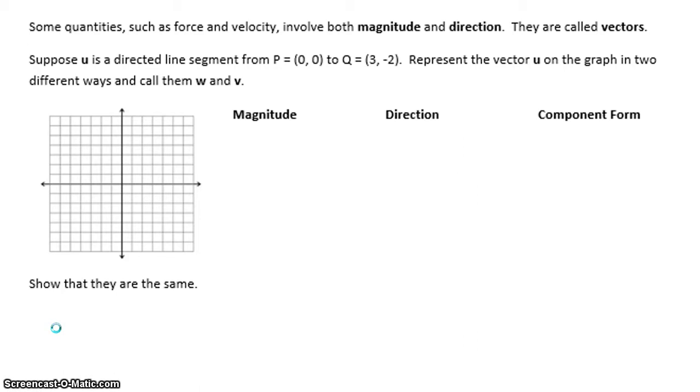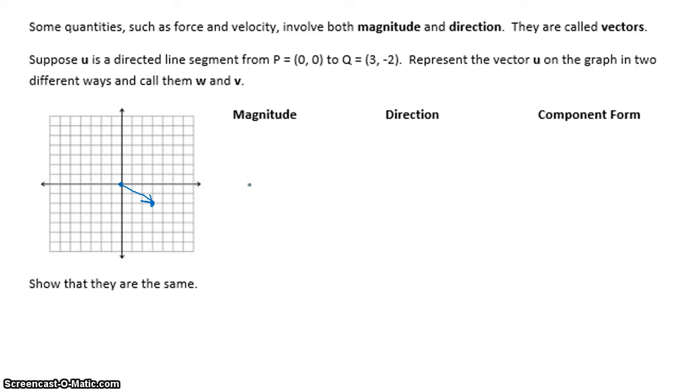So some quantities such as force, velocity, those things have magnitude and direction. So something that has a magnitude and a certain direction that it's going in counts as a vector. A lot of times when we talk about vectors, we use u, v, w, and they are bolded. So suppose u is a directed line segment from P to Q, where P is at (0, 0) and Q is at (3, -2). So from P to Q means I'm going in that direction.